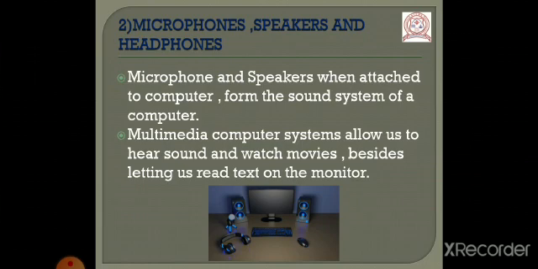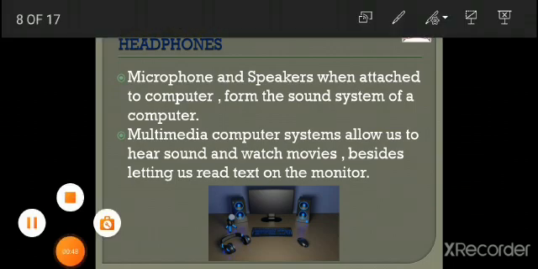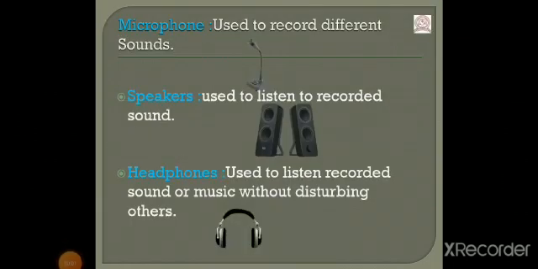Children, multi means many. Microphone is used to record different sounds. Speakers are used to listen to recorded sounds. And headphones are used to listen to recorded sound or music without disturbing others.